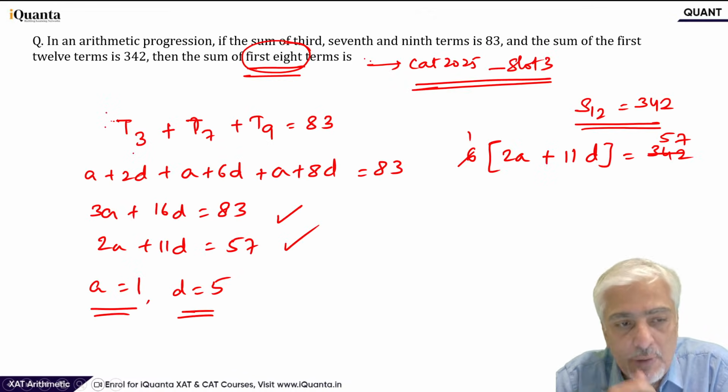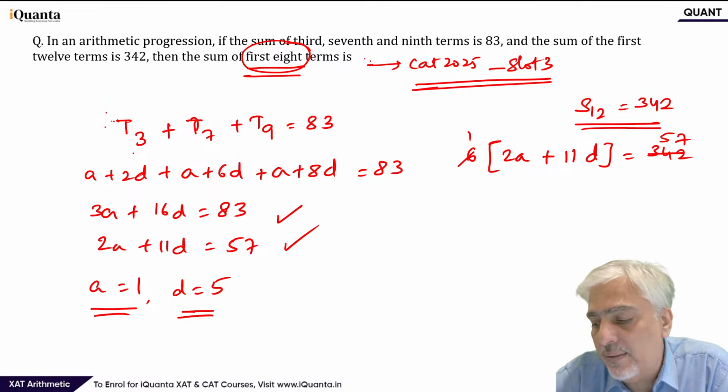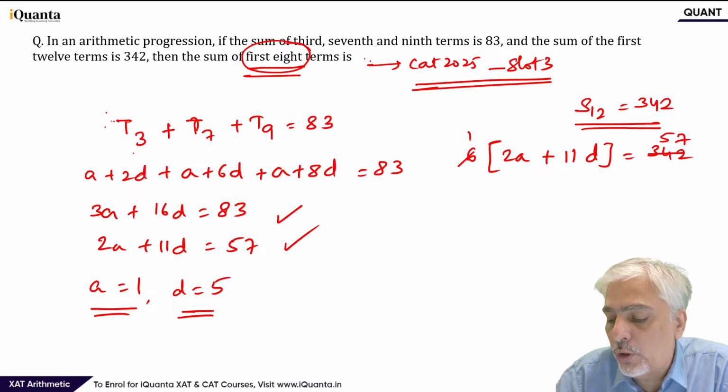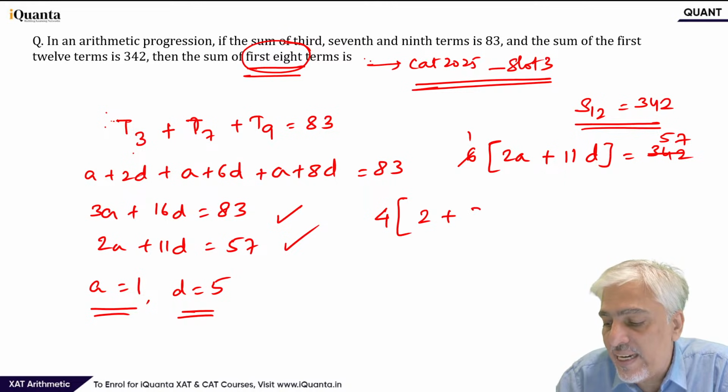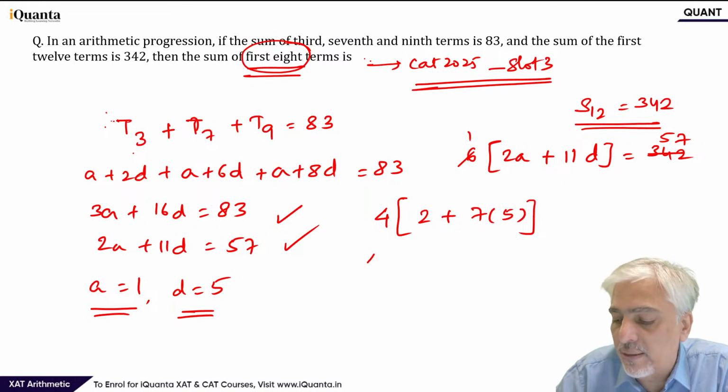What will the sum of the first 8 terms be? 8 upon 2, 4 into bracket 2A, 2A will be 2 plus 7D. 37 fours are 148.